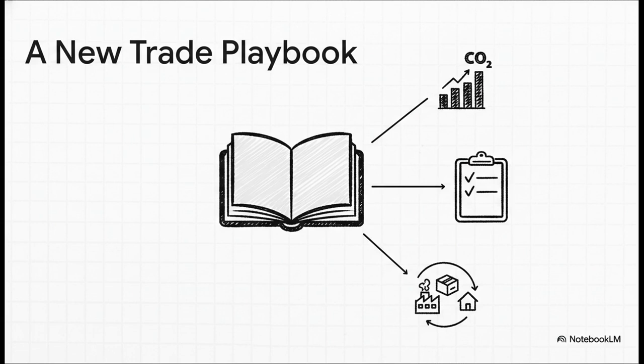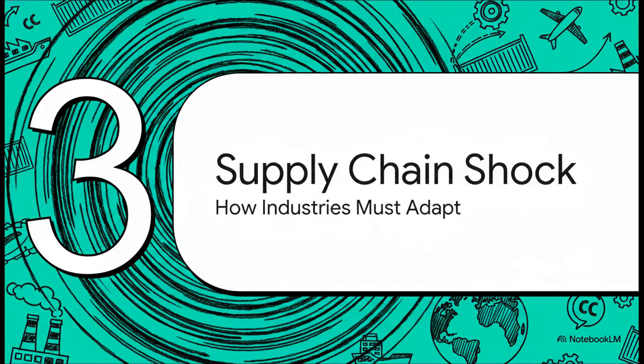So what does this new trade playbook look like in practice? Well, forget just haggling over tariffs. The new negotiations are all about the nitty-gritty of carbon. We're talking about carbon intensity metrics, emissions reporting standards, how you even measure this stuff. All of a sudden, you need scientists and data experts at the trade table, not just diplomats. Okay, so we've talked about the theory. Now, let's get into the real-world consequences, because this is sending a massive shockwave through global supply chains.